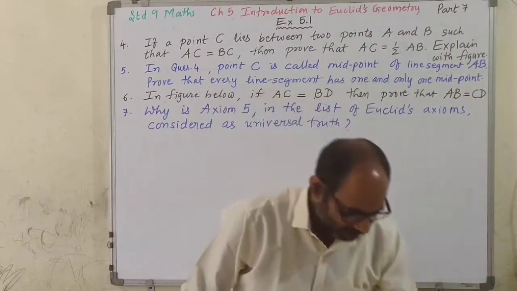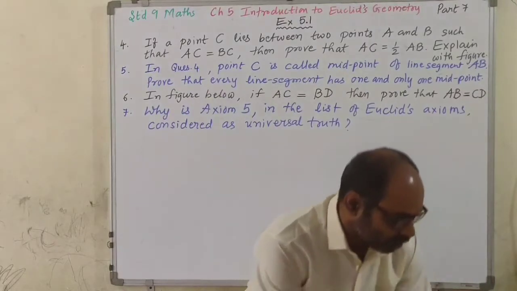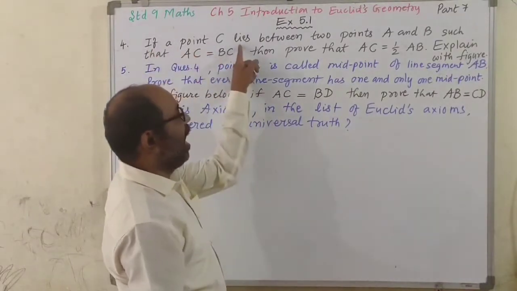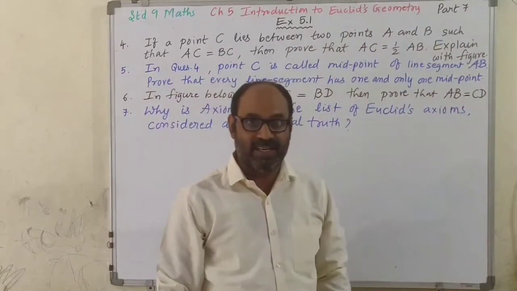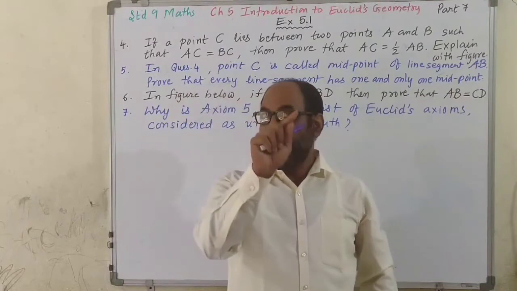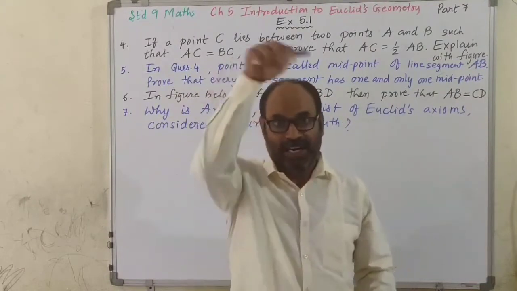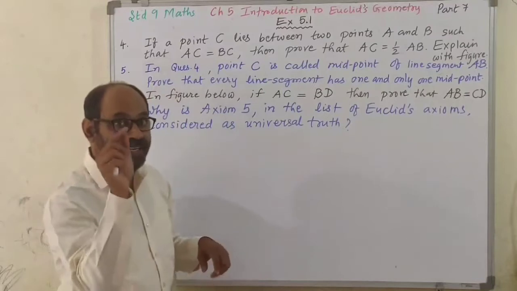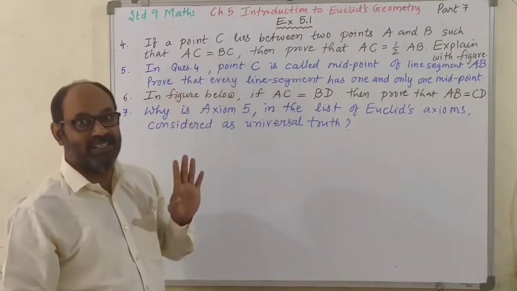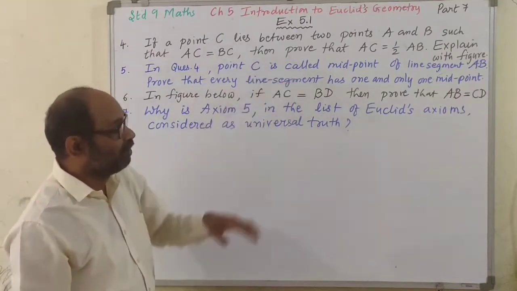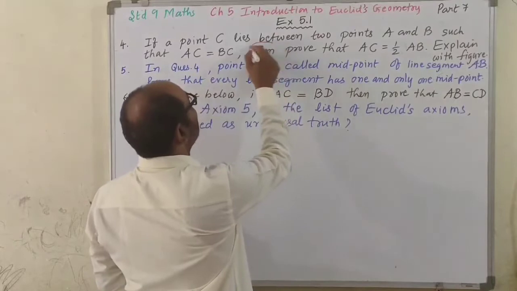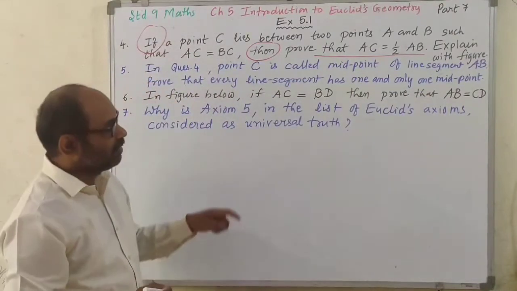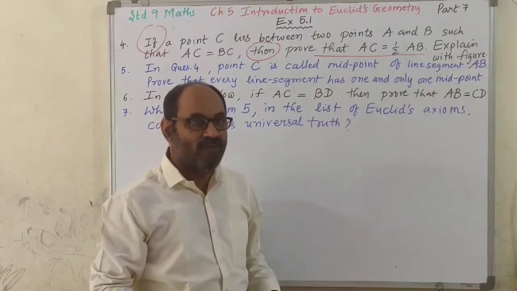So let's see what is the statement of number 4. If a point C lies between 2 points A and B, so on a line there are 2 points A and B and C is between them, somewhere between A and B, not exactly center, such that AC equal to BC. Then prove that AC is equal to half of AB.